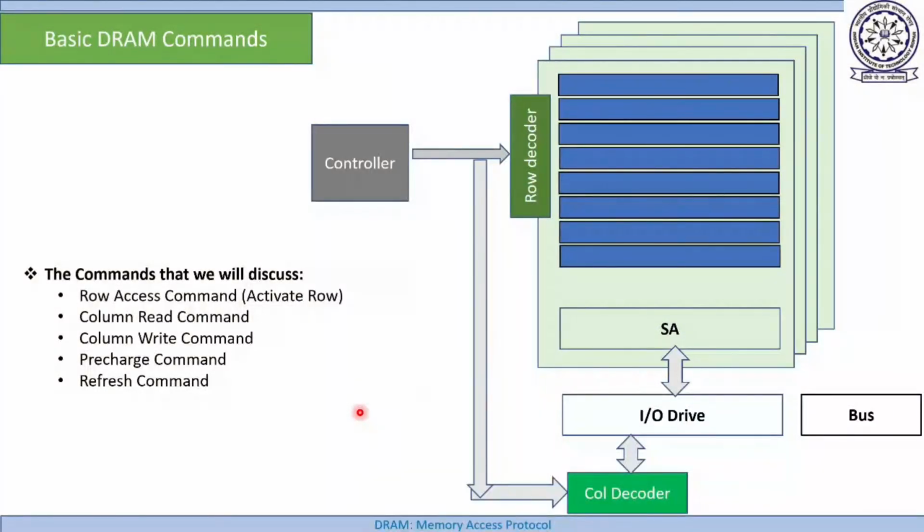So this is another example, another diagram of a simplified DRAM having only one chip with four banks, but we'll only concentrate on the first bank. And this is the controller, so all the commands will be sent from this controller. What are the common commands that we'll discuss? With this diagram, we'll try to understand all these commands: row access command, that is activate row, column read command, column write command, pre-charge command, and refresh command. At this moment, just pause this video and try to understand all these things.